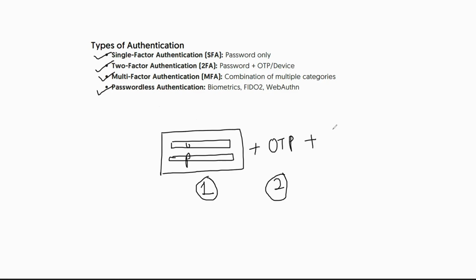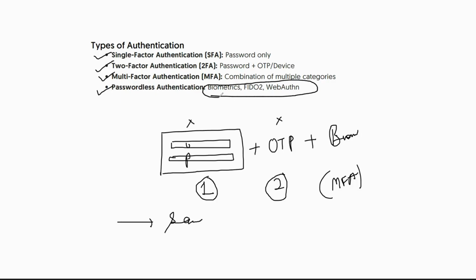If it is followed by biometrics, then it is multi-factor, more than one or two. And when you're doing everything seamlessly with definitely no username, password, or OTP, but using methods like biometrics, FIDO and WebAuthn, this is called passwordless. I'll try to cover this in some of the sessions as well, just to give a brief. So these are the four different types of authentication: single, two, multi, and passwordless.